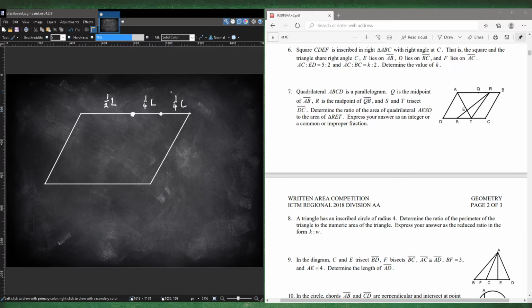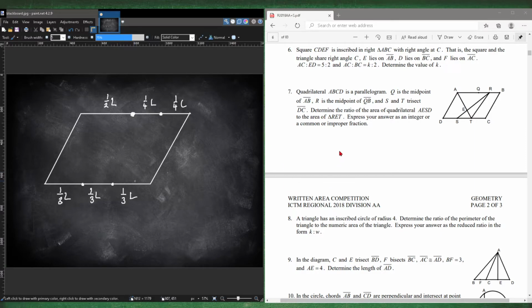And then S and T trisect DC. So we have, since it's a parallelogram, this length and this length are the same. So we could just call this also L, but it's cut into thirds. So 1/3 L, 1/3 L, and 1/3 L.